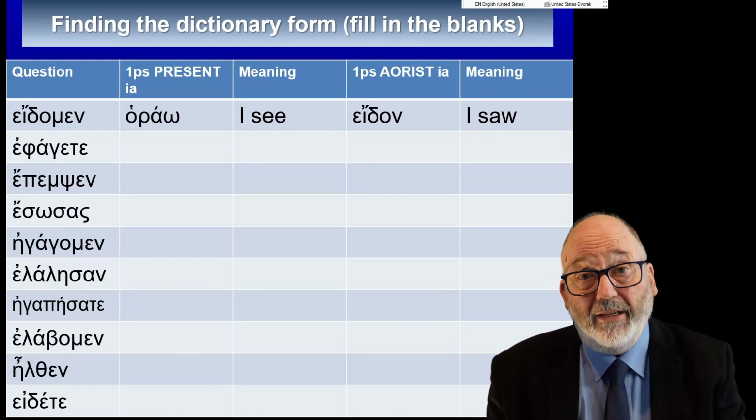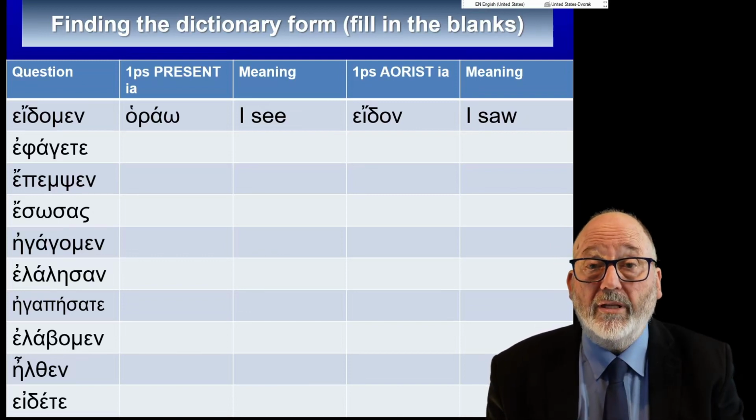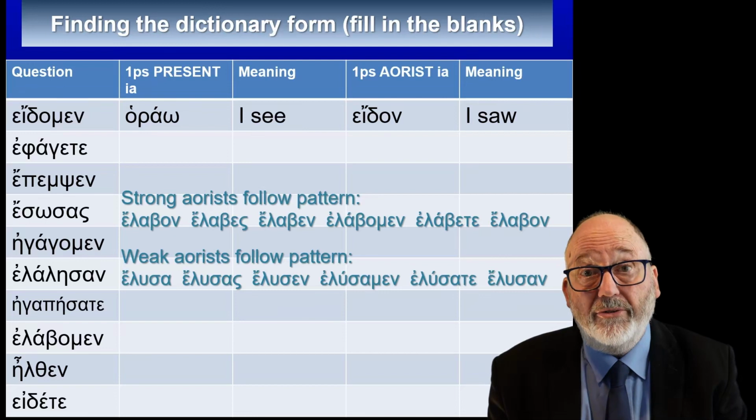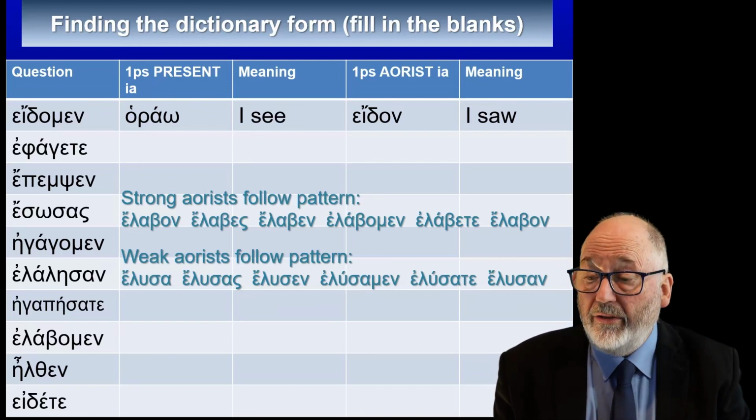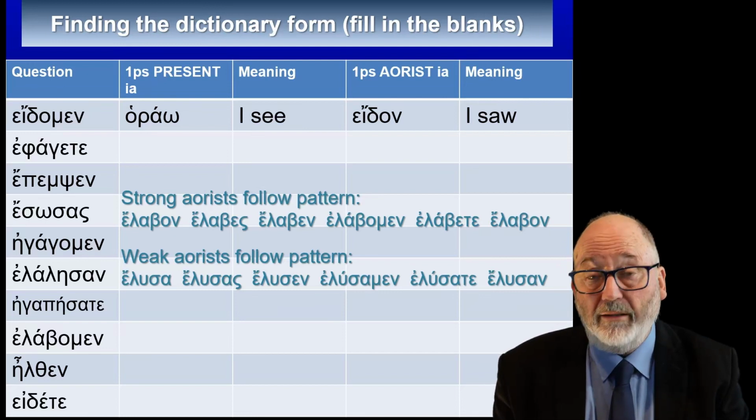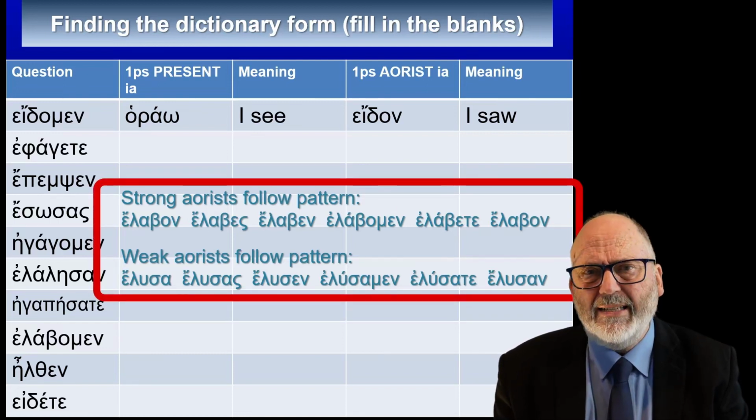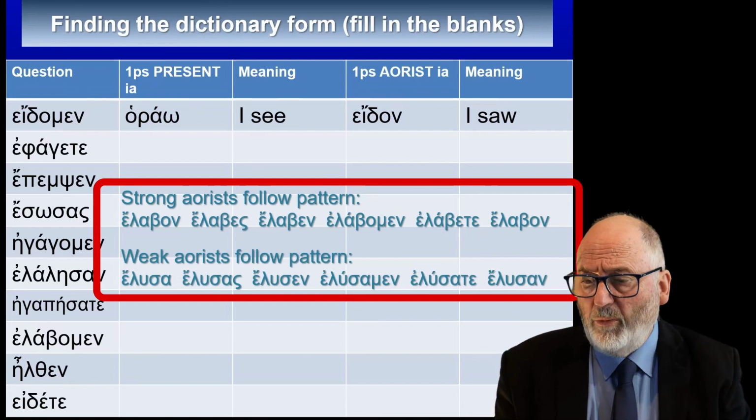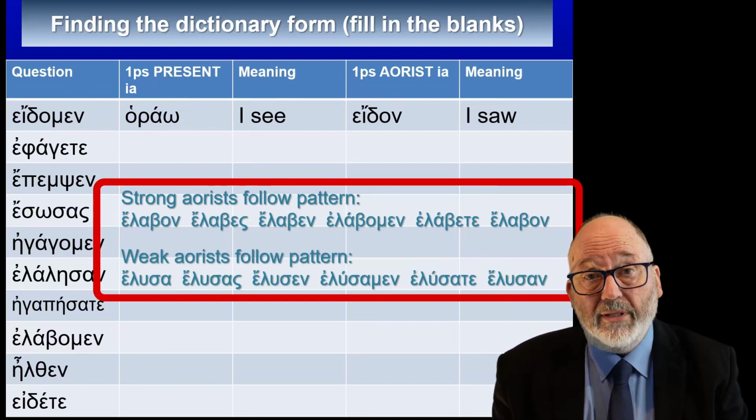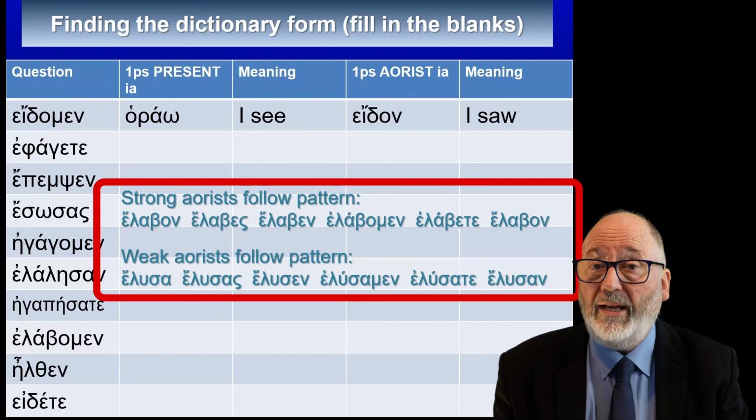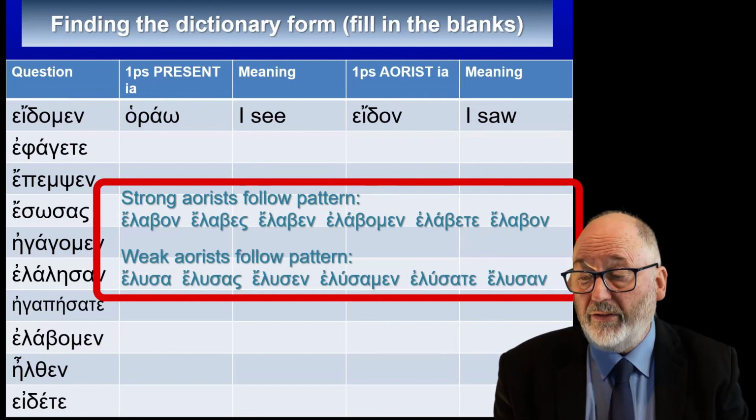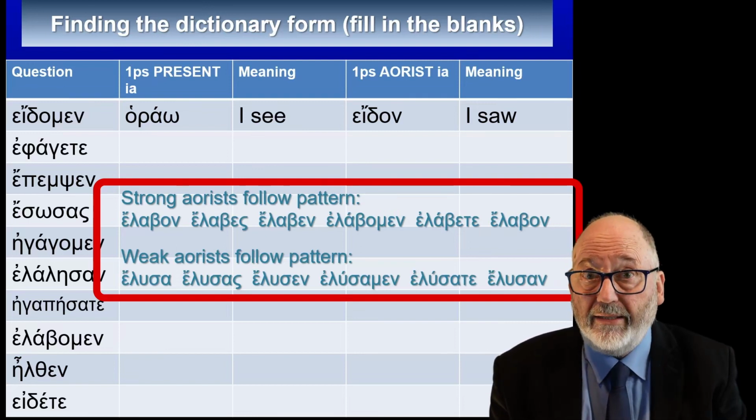Now, looking down the list, how are we going to know whether they are a weak or a strong aorist? Well, there's a couple of clues. The first clue is the endings that you find on the verbs. We know that a strong aorist will follow the pattern elabon, elabes, elaben, so it's going to have an -on, -es, -en ending. A weak aorist is going to follow the pattern elusa, elusas, elusen. So we'll have a -sa or a -sas or a -sen or a -samen or a -sate or a -san.